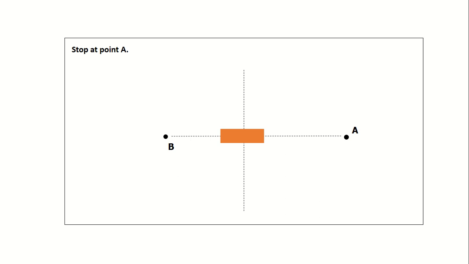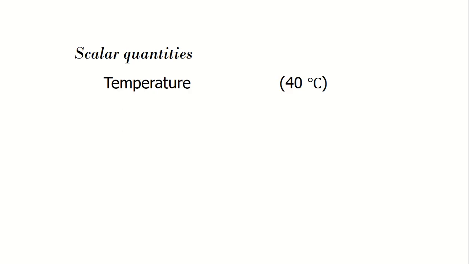Another example is acceleration. So if this is a car, for example, and it is moving, but you want the car to stop at point A, you have to decelerate or to slow down to the right so that you can stop at point A, not to the left, because that would be point B. So that is what we mean when we say that it's important to include a description of direction when describing vector quantities. Scalar quantities are quantities that do not require direction because it doesn't change the meaning of the quantity.